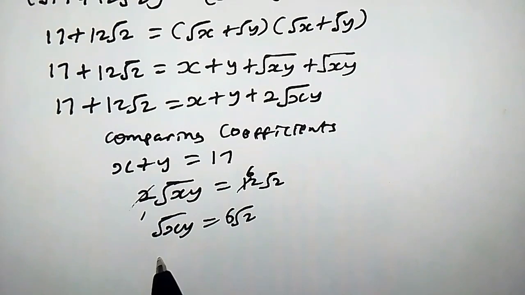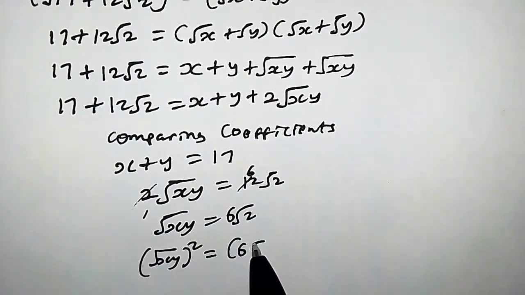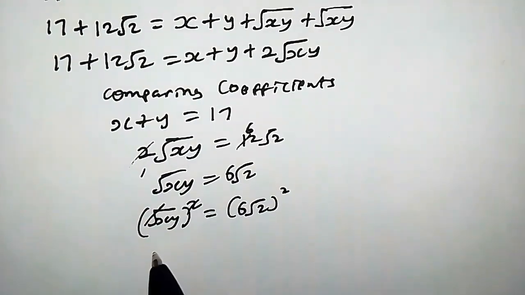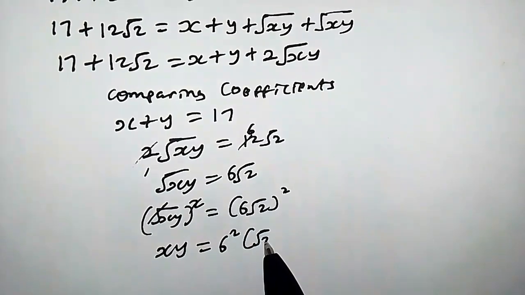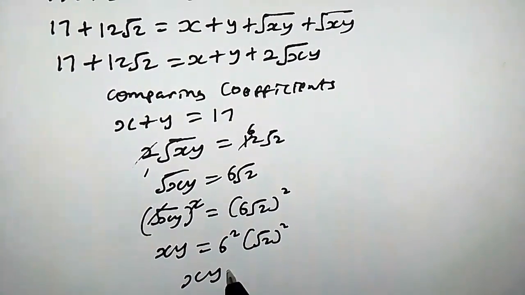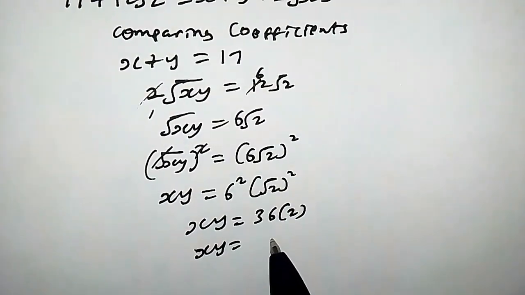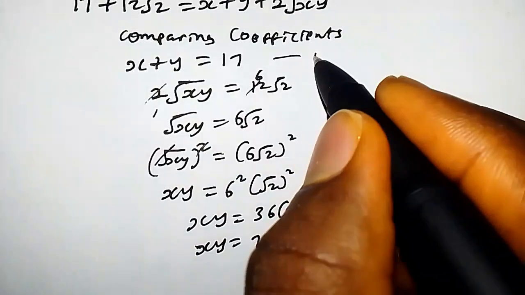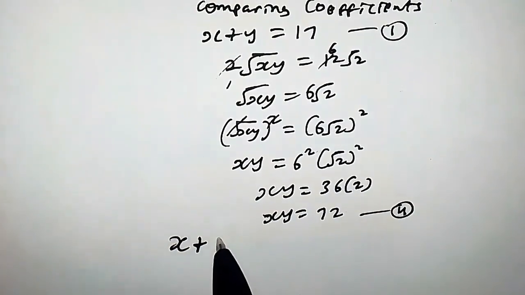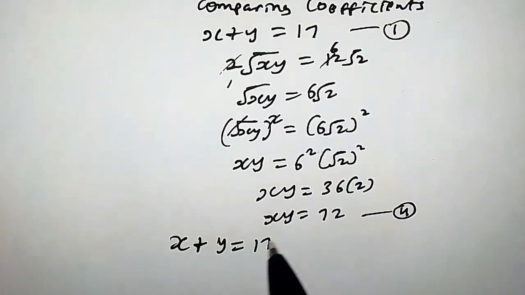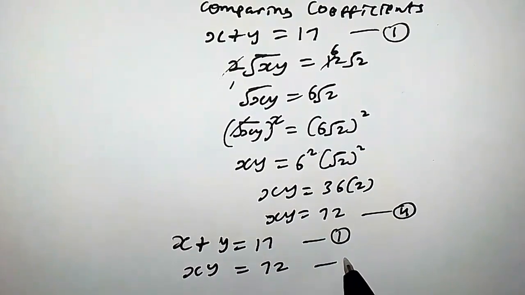So squaring both sides, we're going to have square root of xy all squared equals 6 root 2 all squared. So this takes care of this. We have xy equals 6 squared times square root of 2 squared. So xy equals 36 into 2, xy equals 72. So let's call this equation 1 and let's call this equation 2. So combining the two equations, from equation 1 we have x plus y equals 17, and from equation 2 we have xy equals 72.